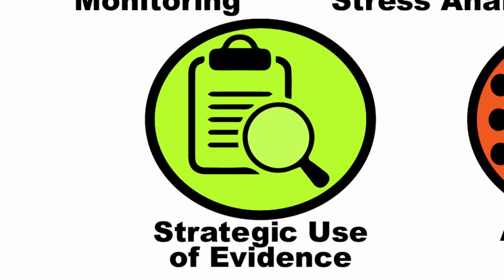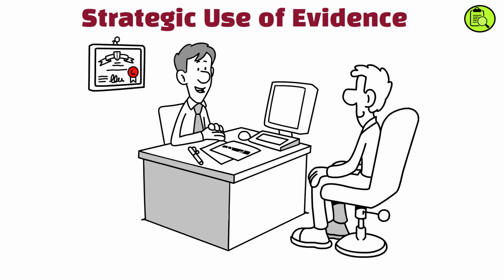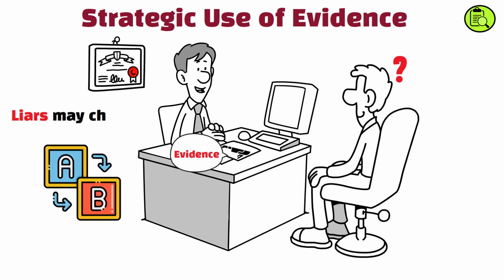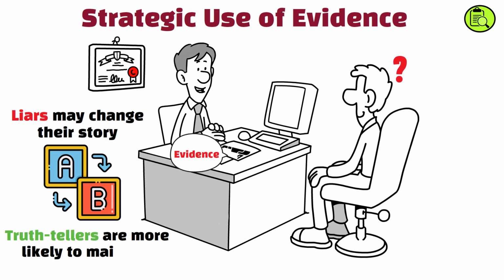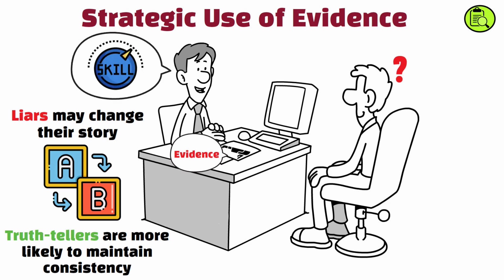Strategic use of evidence. This interviewing technique involves strategically presenting evidence during questioning to observe how the subject responds. Liars may change their story when confronted with evidence, while truth tellers are more likely to maintain consistency. This method requires skilled interviewers and careful planning of the questioning strategy.